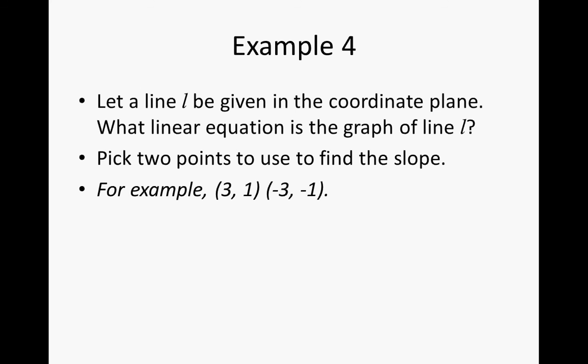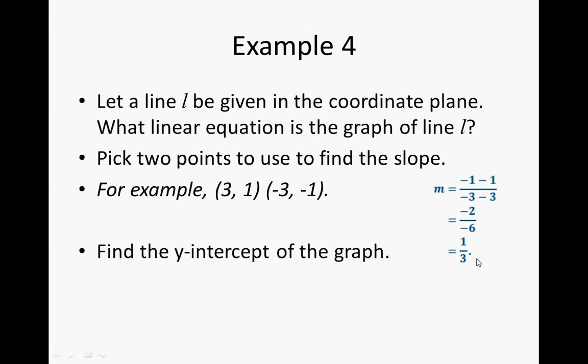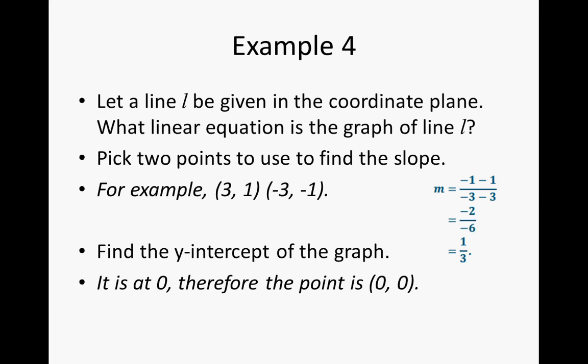And for example, we can use (3, 1) and (-3, -1). So again, finding the slope, we would have m is equal to 1 over 3, or 1/3. And then we'd find the y-intercept of the graph. So therefore, it's at 0, so the point is (0, 0).